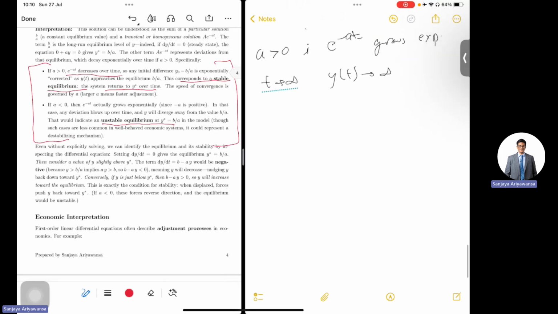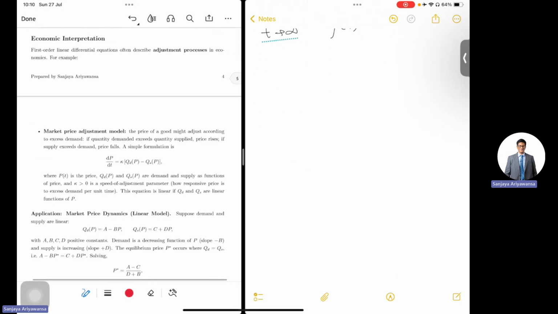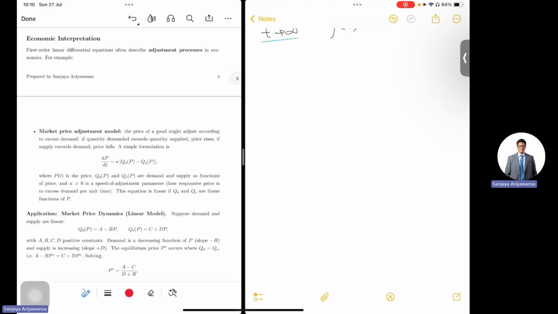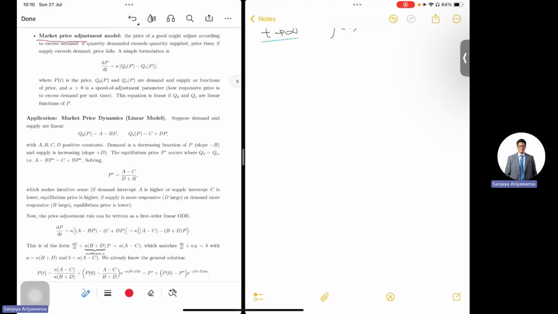That's what I wanted to tell. Then let's look at a few economic examples. So this is an interesting example. Under economic interpretations, what we're looking at is this market price adjustment model.